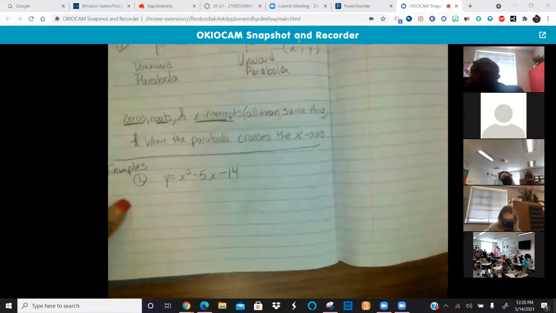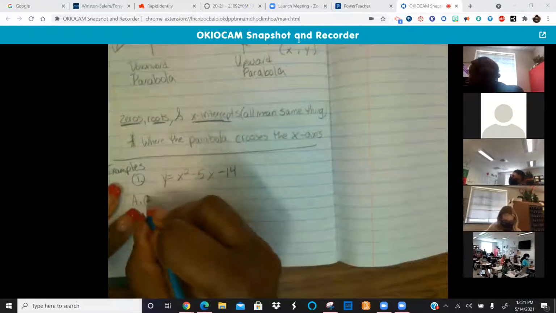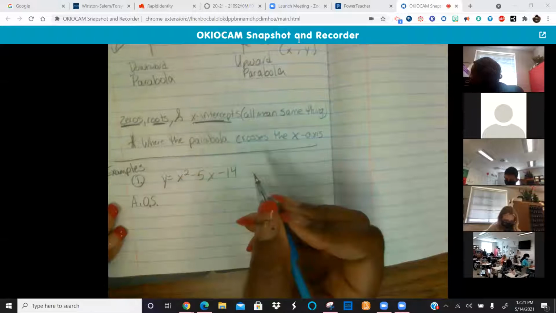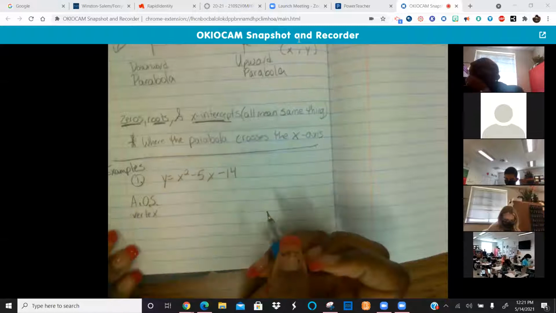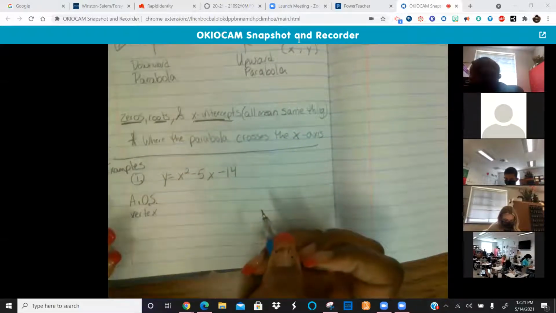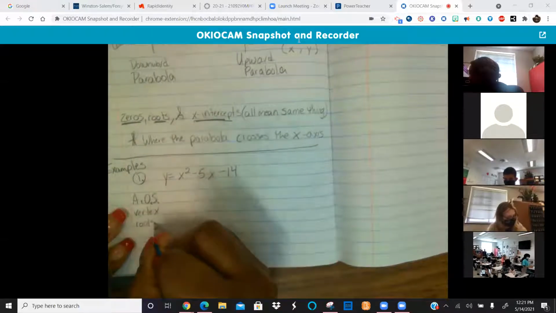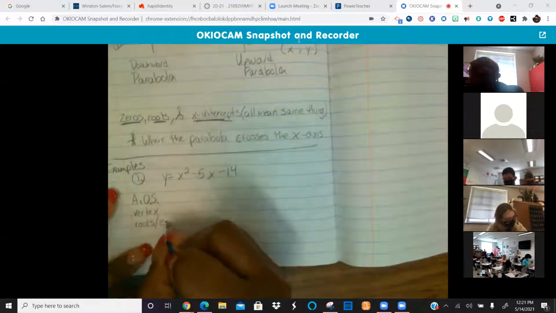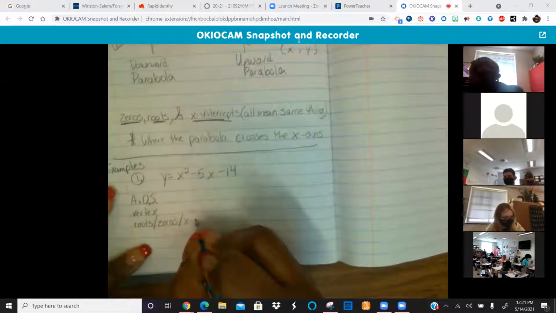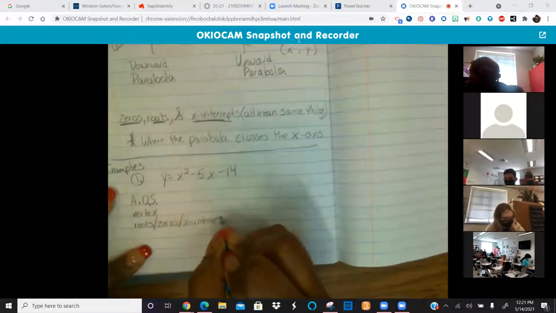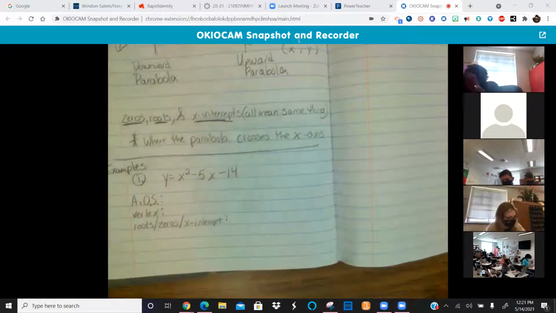So the first thing I'm going to do is put the list of things we're going to find. Our AOS is going to be first. Then we're going to find our vertex. Then we're going to find our zeros. I was going to put roots first, but it doesn't matter. They're all the same: roots, zeros, x-intercepts. You could see any of those words. They all mean the same thing. It's where your parabola crosses the x-axis.